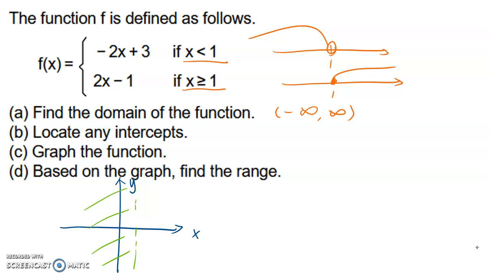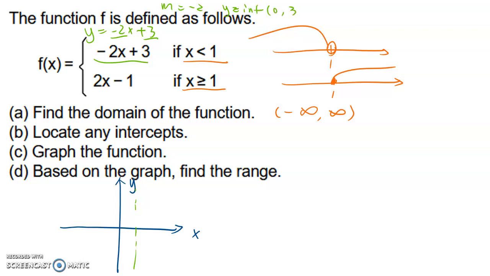So the part on the left side is negative 2x plus 3. Okay. So negative 2x plus 3 is a line, right? It's y equals negative 2x plus 3, mx plus b. The slope is negative 2, and the y-intercept is 3. So let me graph that part first. The slope is negative 2.